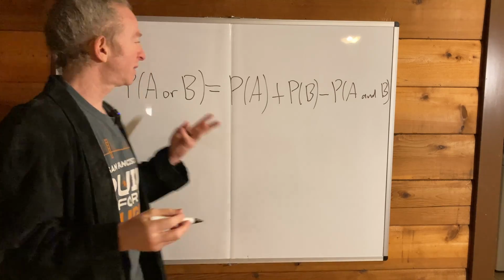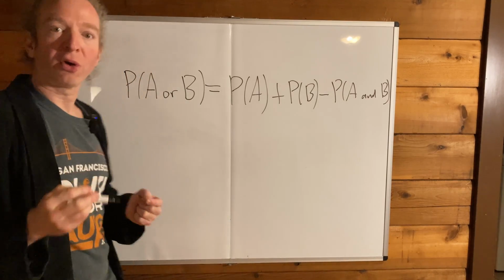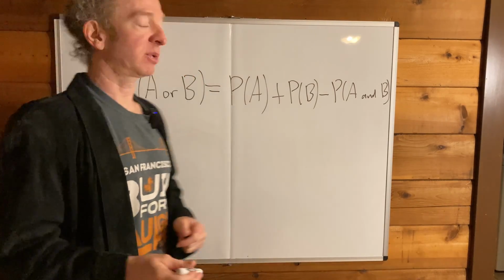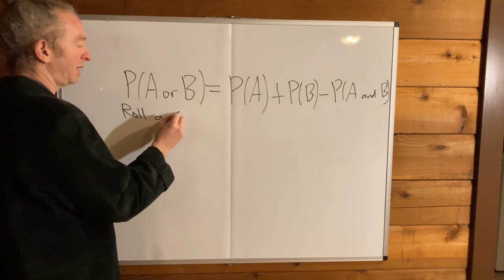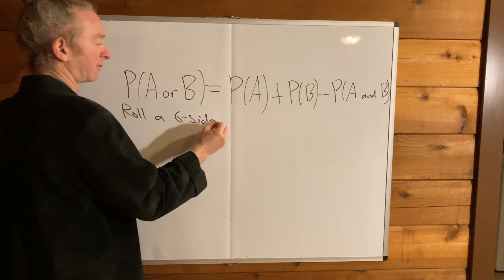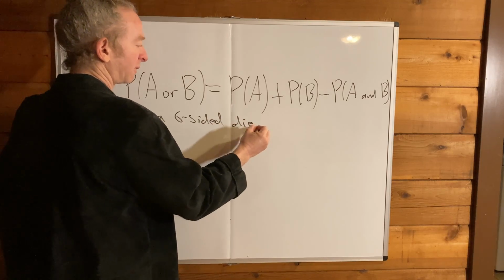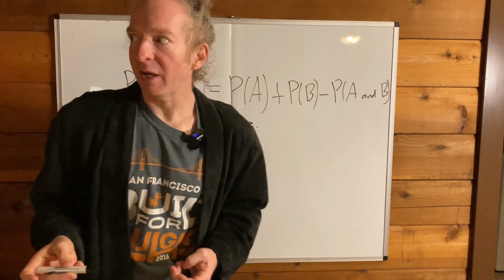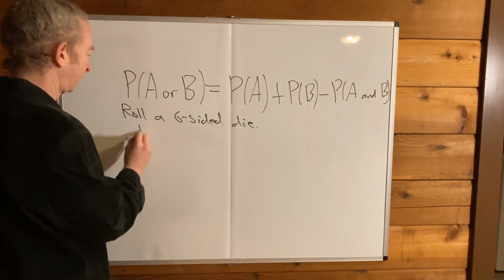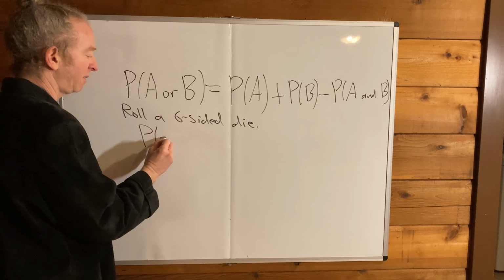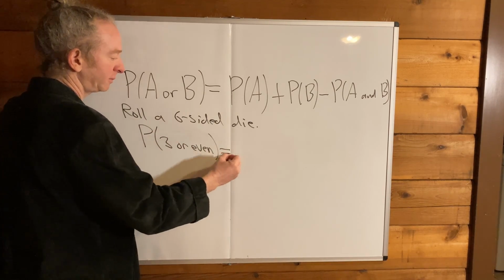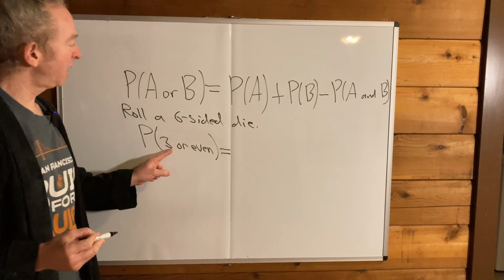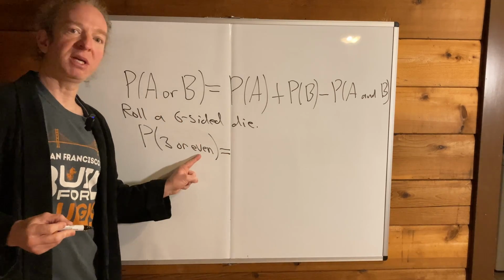Okay, so let's say that we are going to roll a six-sided die. Okay, so we have roll a six-sided die. What is the probability of getting a 3 or an even number? So A here is going to be 3 and B is going to be even.